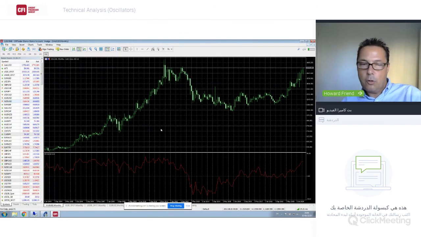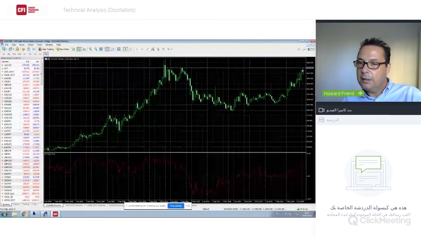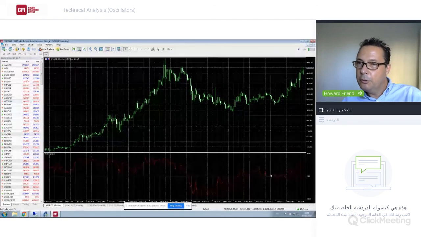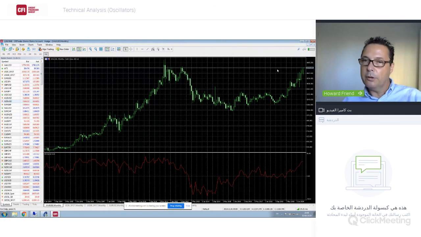Gold is looking quite positive. This one is breaking higher. There's no divergence on this particular swing, so this is a nice, healthy looking rally, in my opinion. So we're basically seeing new highs for the price, new highs for the indicator, and this one looks to be quite buoyant, in my opinion.